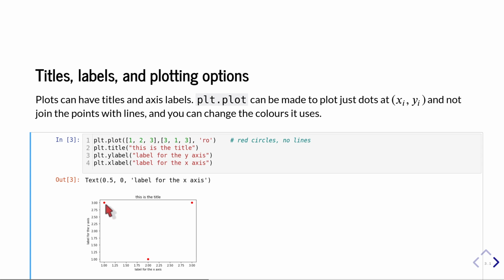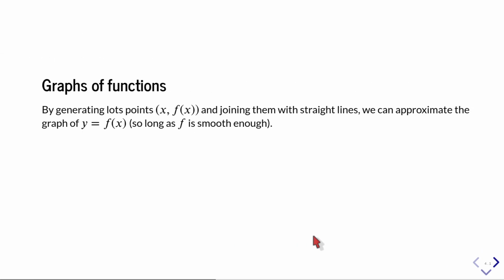So when I run this, you can see that what I get is now red dots at the coordinates I specified. So a red dot there at coordinate 1, 3, another red dot at coordinate 2, 1, and a third red dot at coordinate 3, 3. That's the result of using 'ro' like this. And you can also see the title, which I set on line 2, the y-axis label, which I set on line 3, and the x-axis label that I've set on line 4 there. Alright, so that's how you can label parts of your plots.